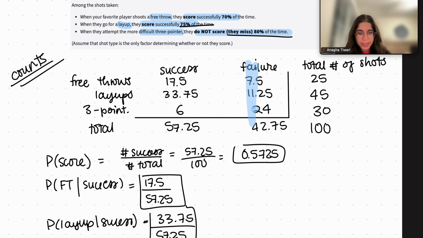right? So again, I'm basically only looking at this column here because that's the subset of the entire sample space that I want to look at, right? I only want to look at my failures, because we are given that the shot is a failure, so I'm only looking at my failures. So I had 42.75 failures.